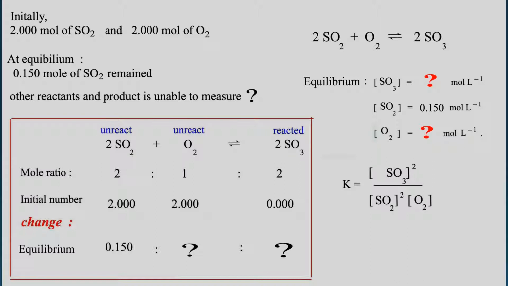Now, using this ICE rule, work out the change. For the change, the unreacted will slowly decrease, so I put minus. The reacted, those that were not there in the beginning, will slowly increase, so I put plus. Please remember. I work the way up. The difference is the initial number minus the equilibrium gives me this value. Now you work out the other values.